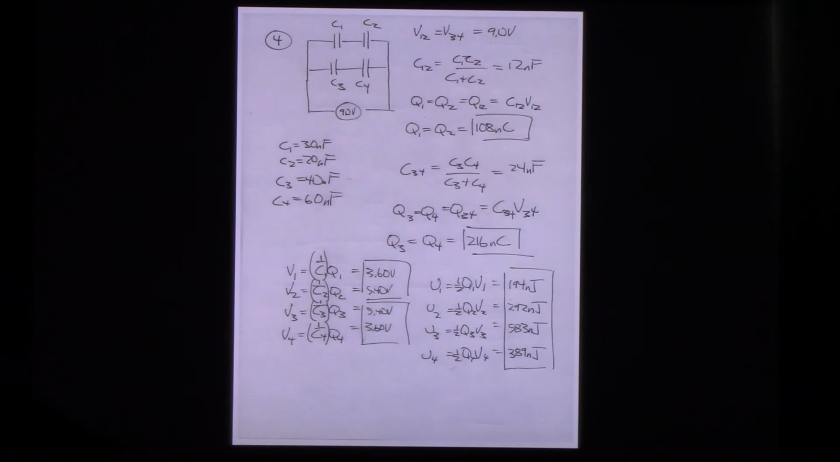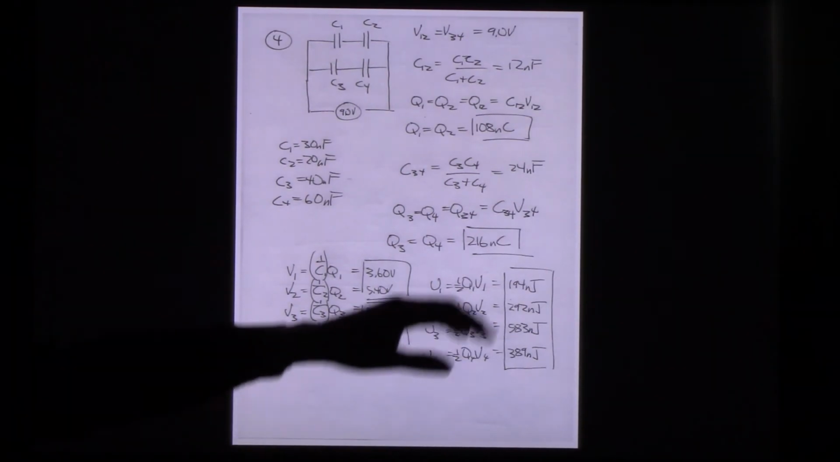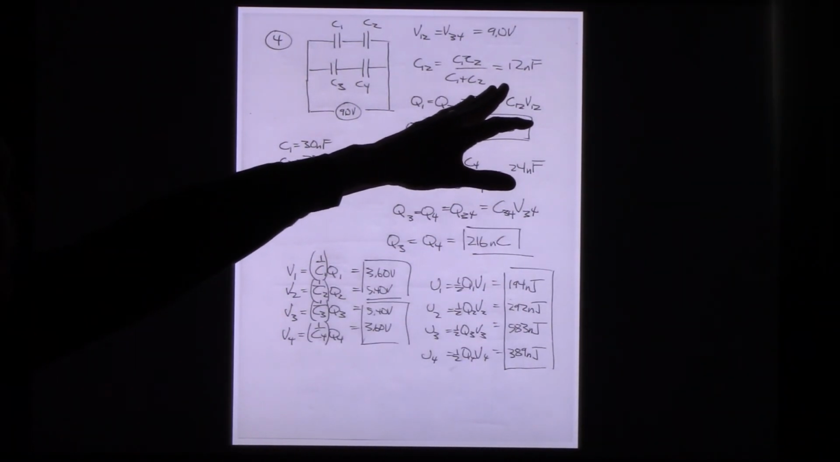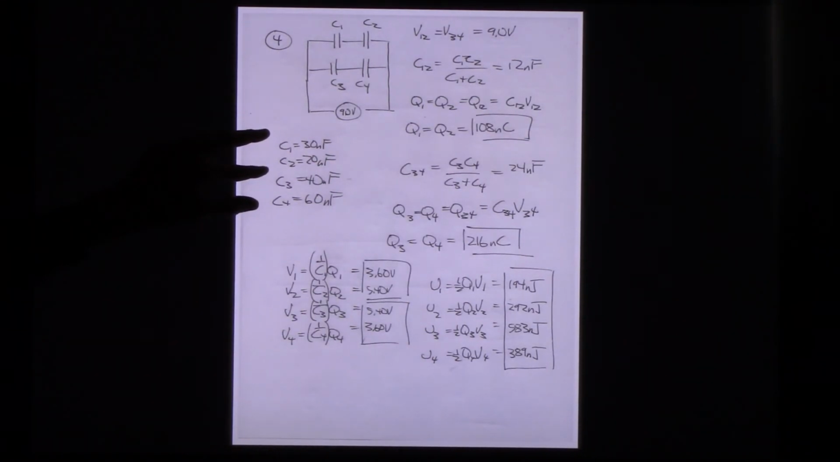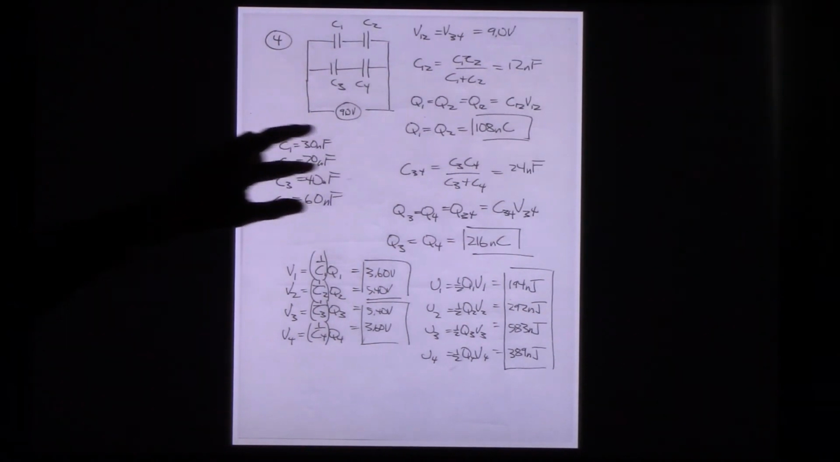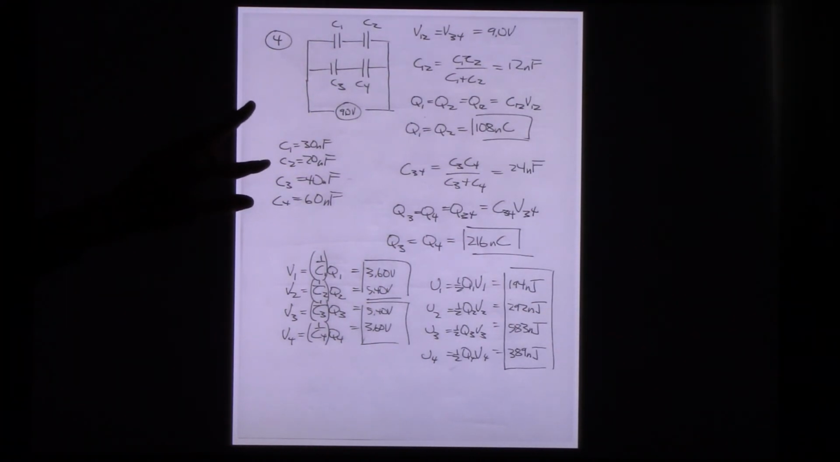And then it saves me from doing the inverse. Maybe it's not a shortcut. Maybe it's to avoid errors. Anyway, I ended up with 12 nanofarads as the combined capacitance. Now, if I've done this correctly, what I've got for the combined capacitance should be less than either C1 or C2.